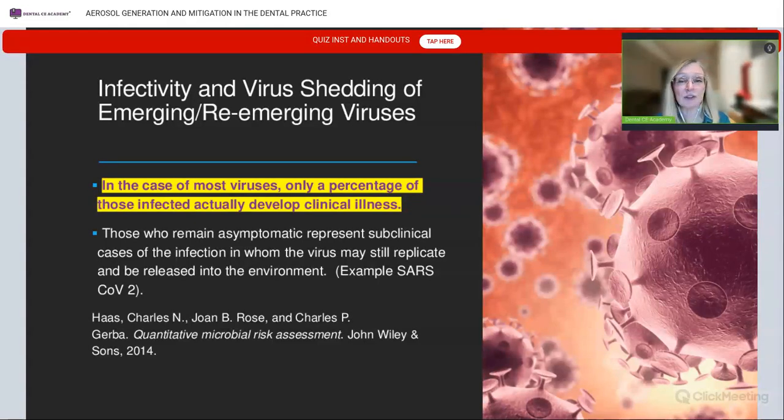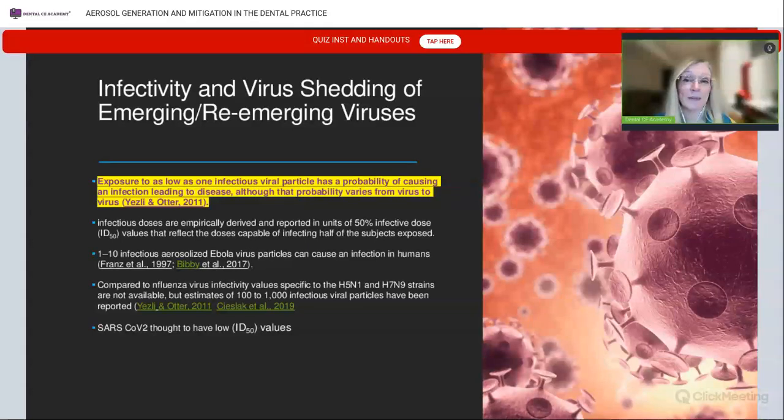So in the case of most viruses, only a percentage of those infected actually develop clinical illness. But there are some viruses here that are highly, highly contagious. Ebola is one. Ebola, one viral particle can cause disease transmission in some cases. One viral particle, 1 to 10 aerosolized Ebola virus particles can cause an infection in humans. Influenza strains, 100 to 1,000 infectious viral particles, and SARS-CoV-2 thought to also have low ID50 values.